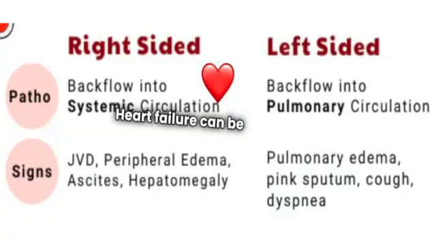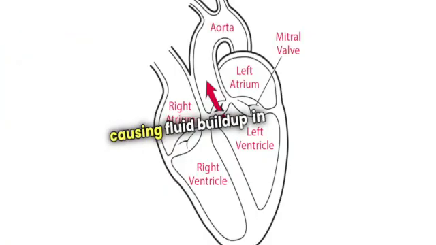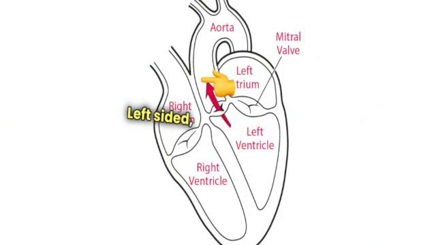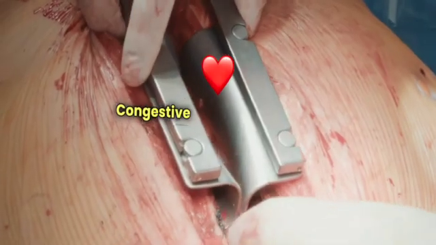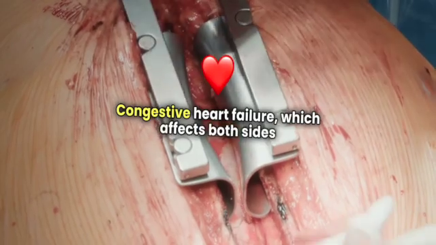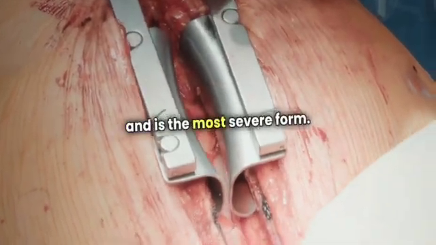Heart failure can be right-sided, causing fluid buildup in the body. Left-sided, leading to fluid in the lungs and breathing difficulties. Congestive heart failure, which affects both sides and is the most severe form.